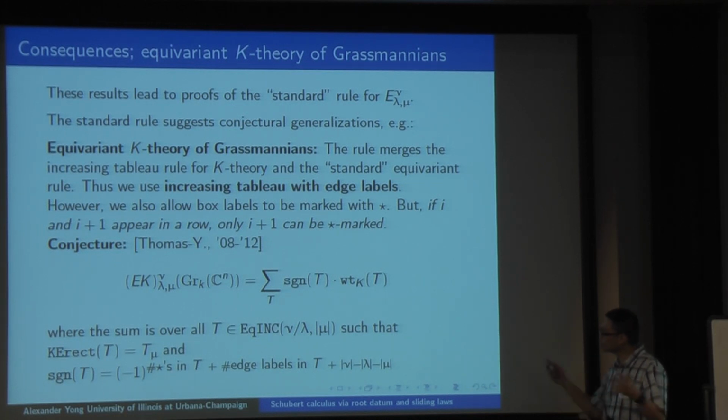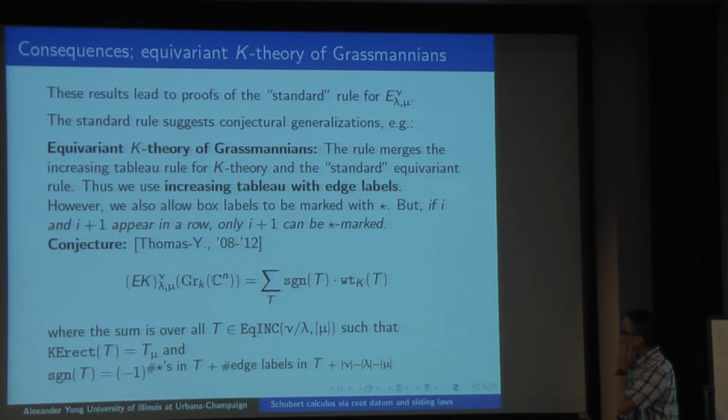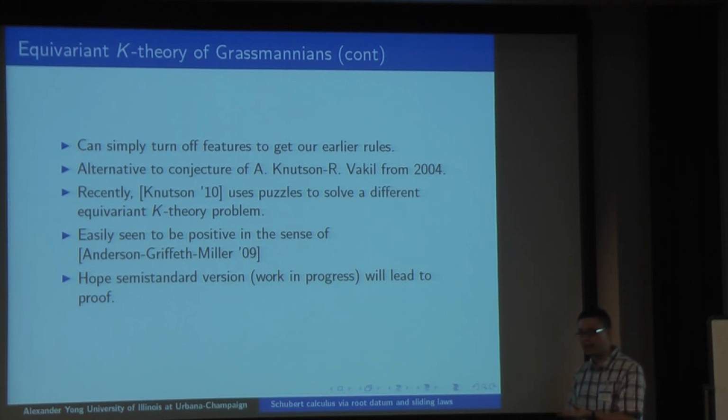And you sum in this way, and there's a certain sign that you attach to it, to the star labels and the edge labels. The details are not so essential, but what is essential is that this is positive in the sense of the theorem of Anderson, Griffeth, and Miller, who show that there is a certain kind of positivity that occurs for equivariant K-theory and arbitrary G-mod keys. One feature of this conjecture is that it actually obviously specializes to the previous theorems. Equivariant K-theory should specialize to K-theory in an obvious way by turning off features, and it should obviously specialize to equivariant cohomology. As far as I know, this is the only conjecture in equivariant K-theory that has that feature.